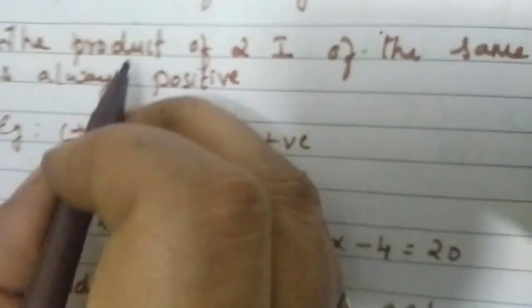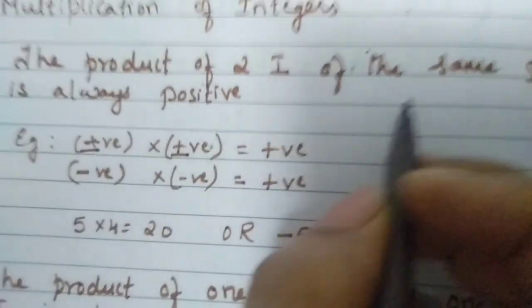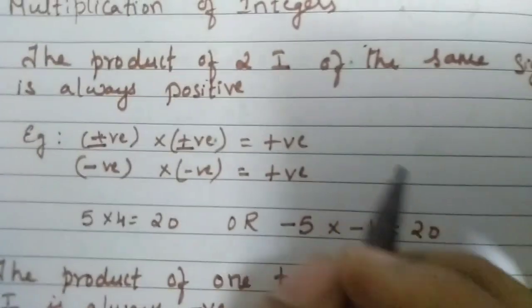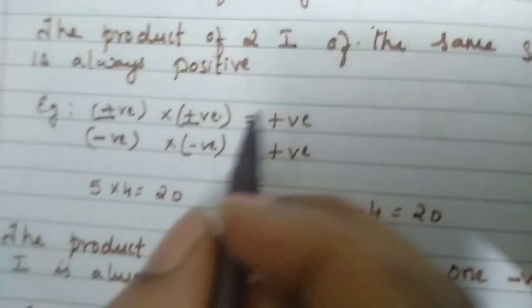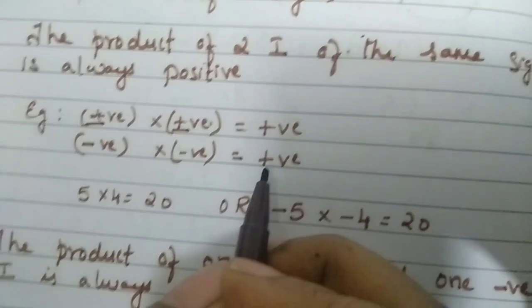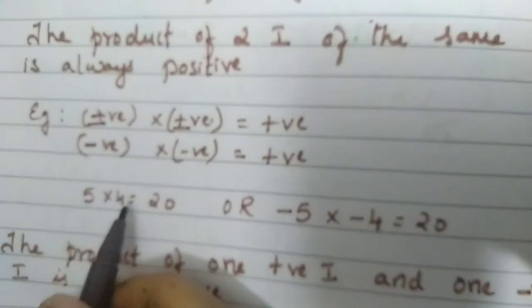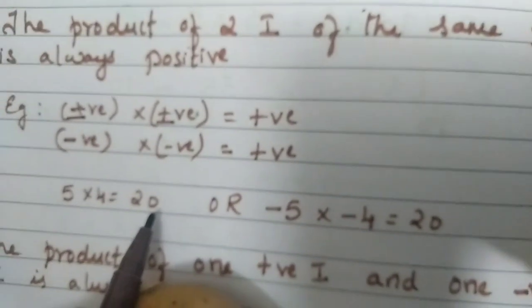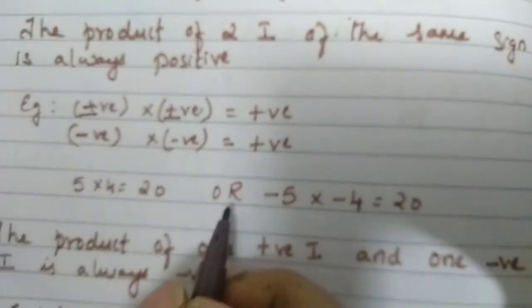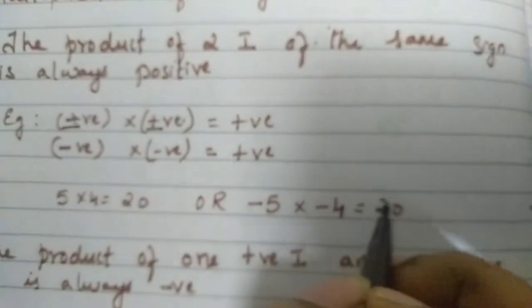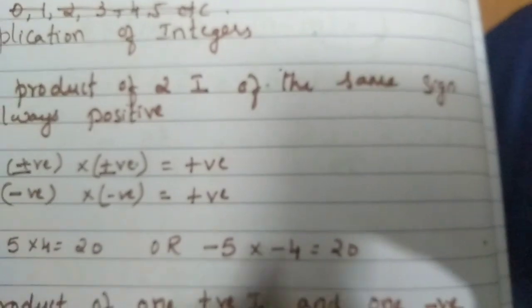That means the product of two integers of the same sign. So the emphasis here is on the signs. They yield the same. The result or the product is always a positive number. For example, we have plus 5 into plus 4 gives you plus 20. Similarly, if I take minus 5 into minus 4, I get plus 20, because minus into minus gives me plus. Plus into plus gives me plus.